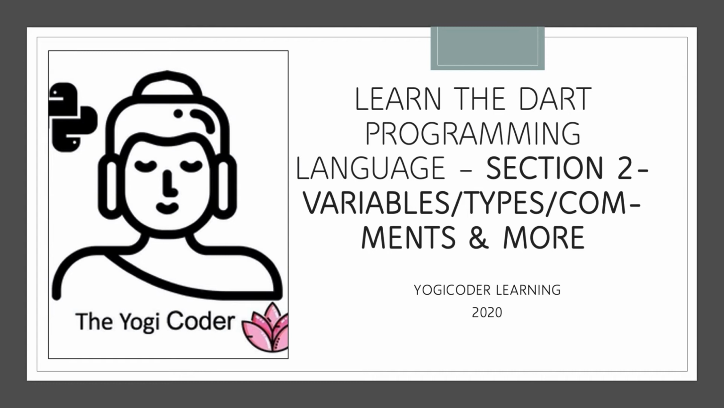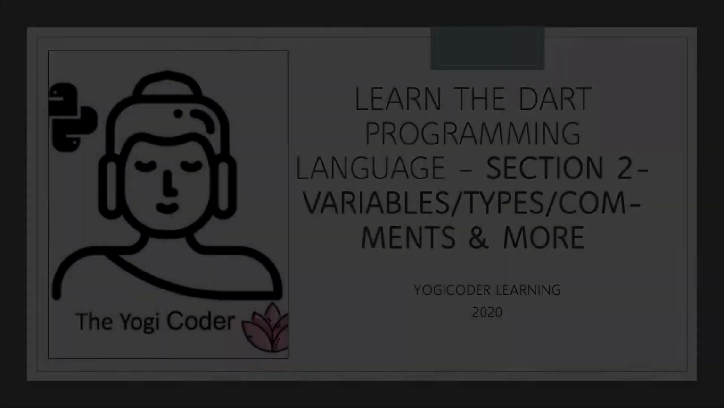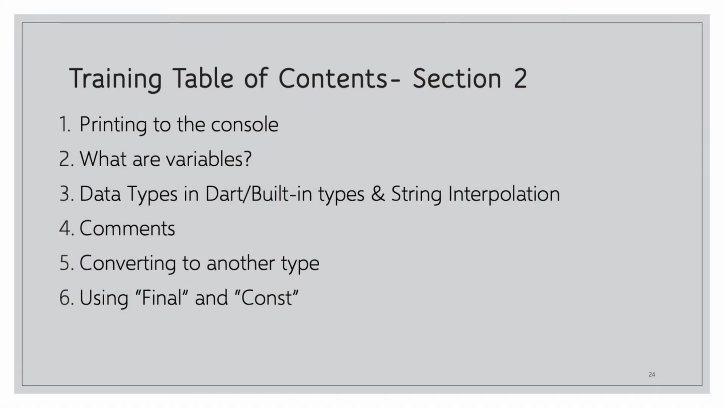Welcome back, fellow coders, to section 2 of this 12-section offering on a deep dive into the Dart programming language. In this section, we are going to cover variables, data types, comments, casting or type conversion, printing, and we will find out about using the final and const keywords to define variables.